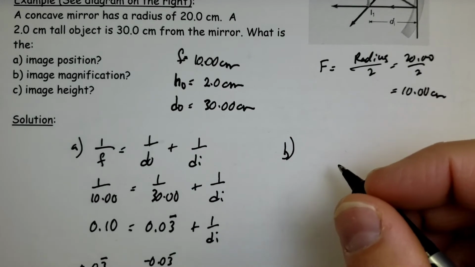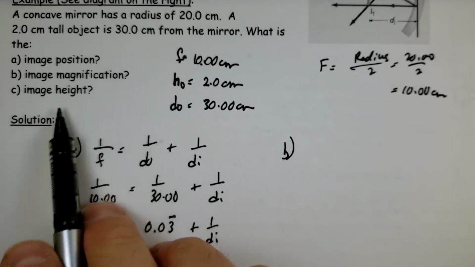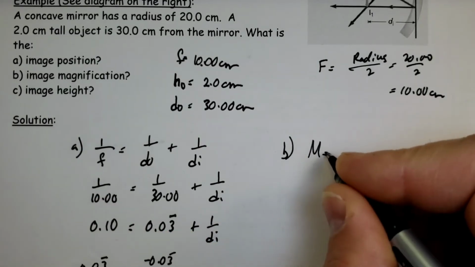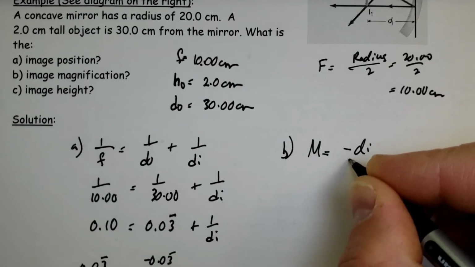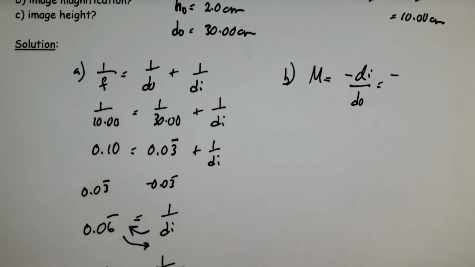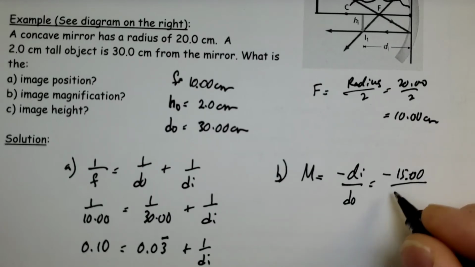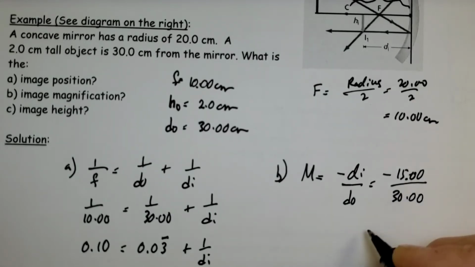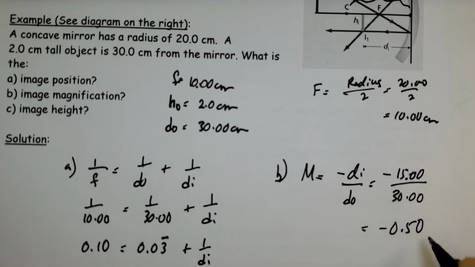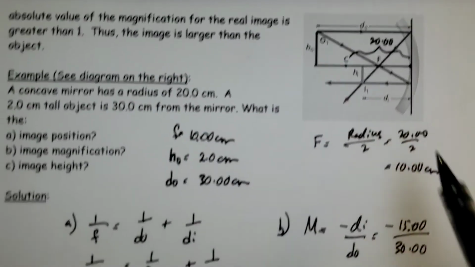Image magnification. Now I could use a couple of different things. I could use image height, but I don't know image height yet, so I'm going to have to figure that out. But for magnification, one way I can do it is negative dI over dO. So my image distance I figured out was 15, but I'm going to take the negative of that because that's what the formula suggests, over 30, and I get negative 0.5 times as large, because it's a ratio, right? So it's how many times bigger. So I know it's half as big, and you can look at that. This does look half as big as that.